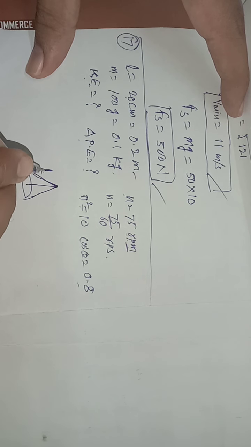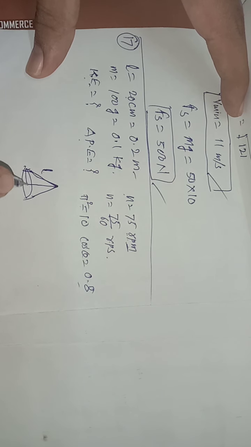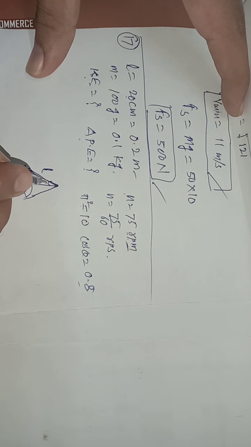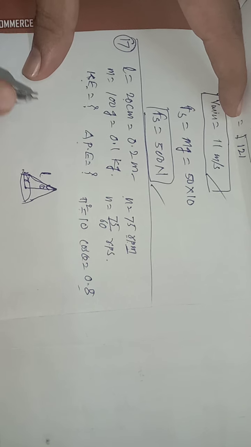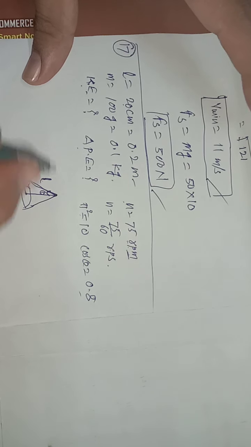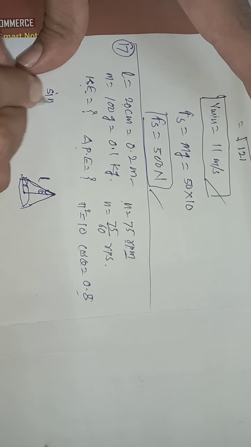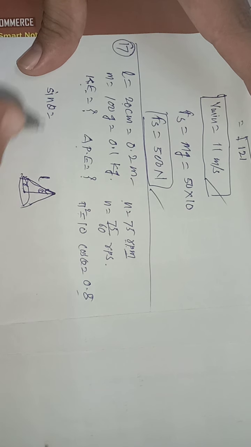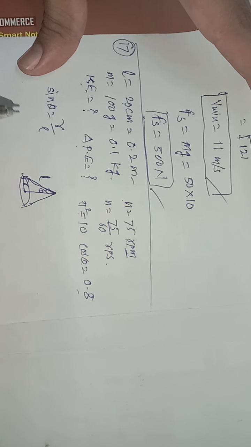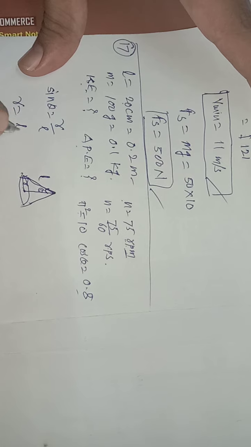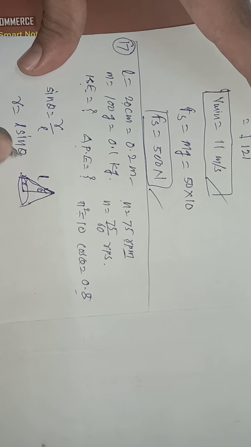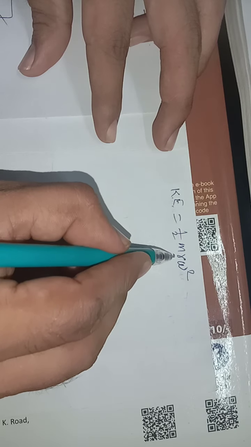This is the length of the string, L, and this is the radius, r. This is theta. So how do we calculate that r? From this diagram we can write sin theta is equal to r upon L. So r is equal to L sin theta.